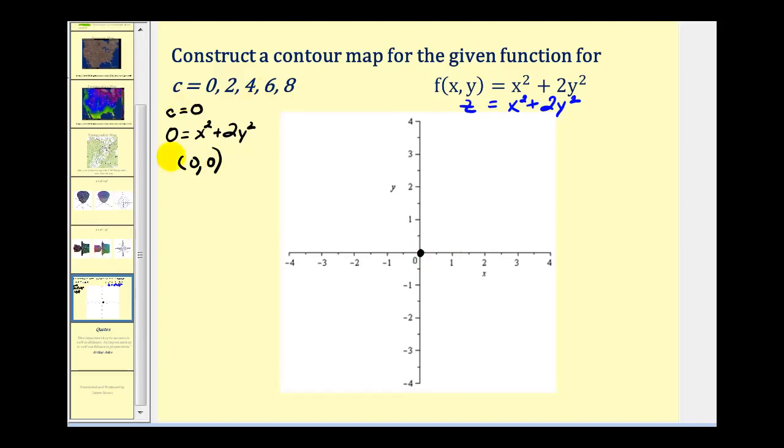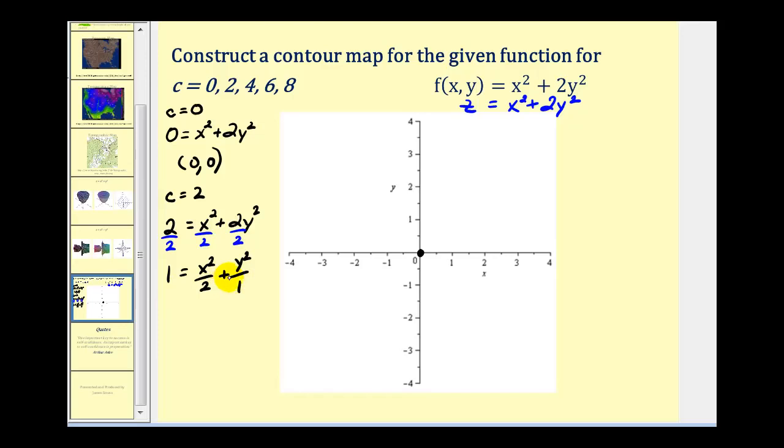Now we'll let c equal 2. When c is 2, we'll have 2 equals x squared plus 2y squared. This is actually an ellipse. Let's go ahead and set it equal to 1 so we can determine our major and minor axes. So we'd have 1 equals x squared over 2 plus y squared over 1.